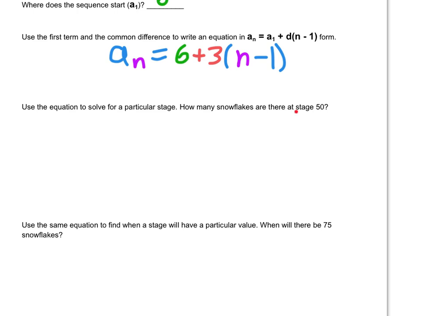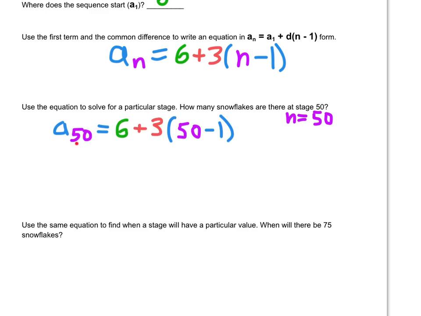You see that the stage number is the n, so you're literally going to put 50 in place of the n. That gives me a sub 50. Notice I put 50 in place of the n. That means wherever we see the n, I'm putting the 50. So a sub 50 equals 6 plus 3 times the quantity, remember parenthesis, 50 minus 1, other parenthesis.